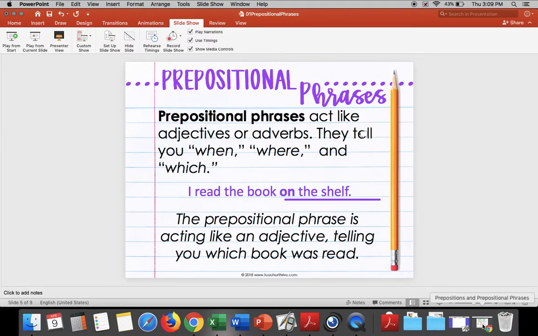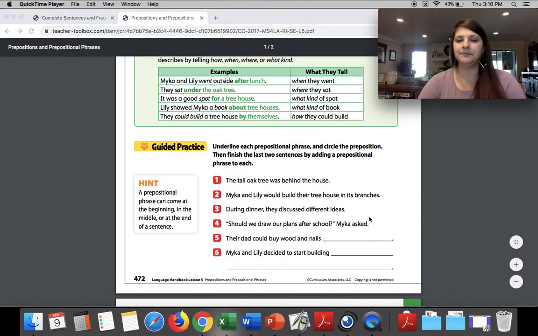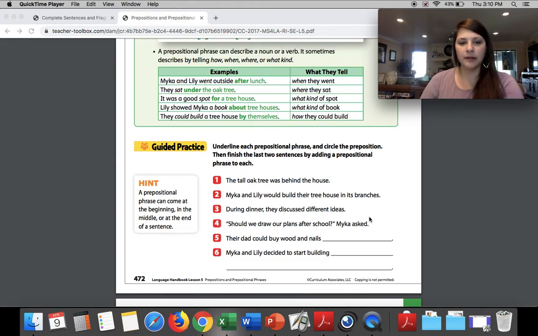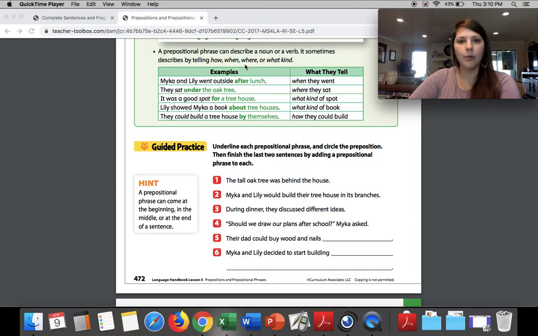Okay, so let's look at our workbook page. There we are. This is the page that I hope that you've already completed at this point in the week. If not, like I said, don't worry. Just follow along with me. You can do it now. Okay, so let's look at the top. A prepositional phrase, and this is just what I've already said, can describe a noun or a verb. It sometimes describes by telling how, when, where, or what kind.